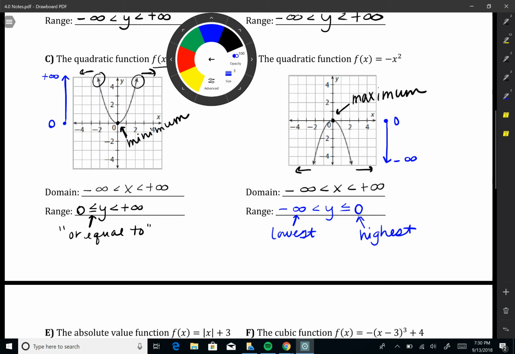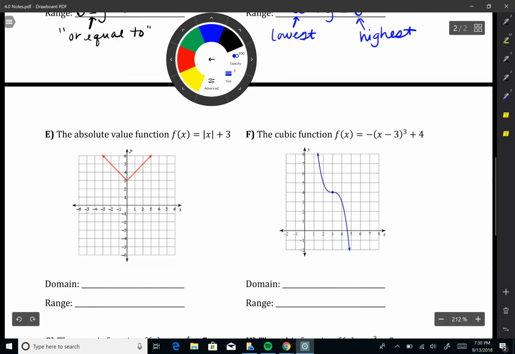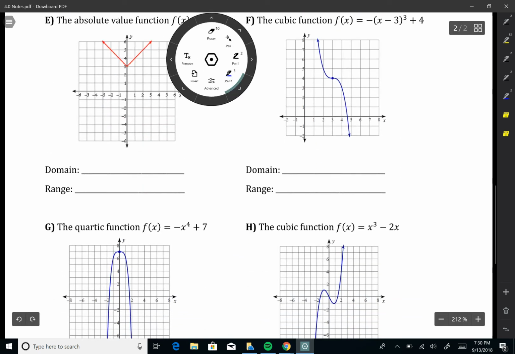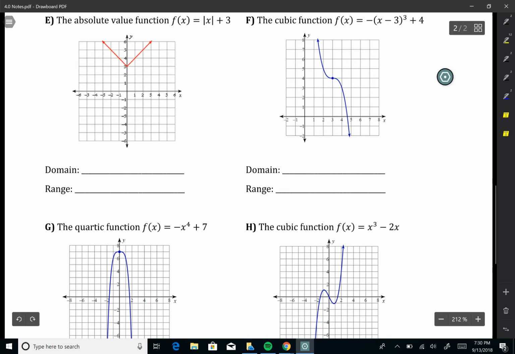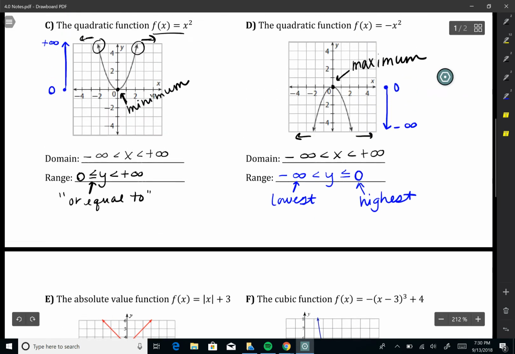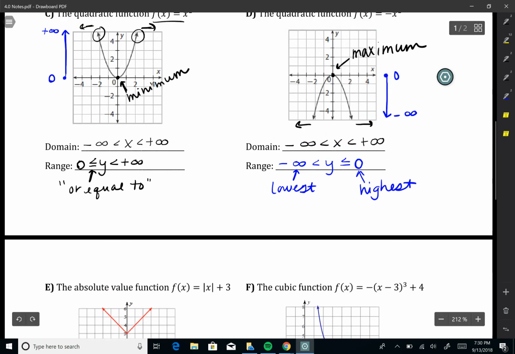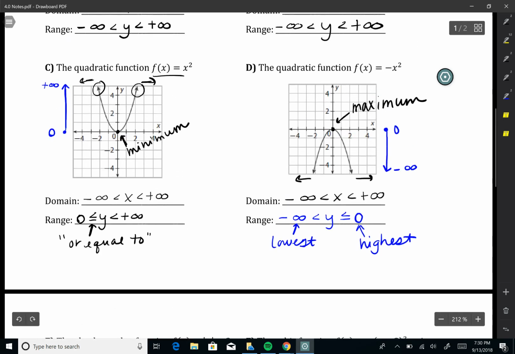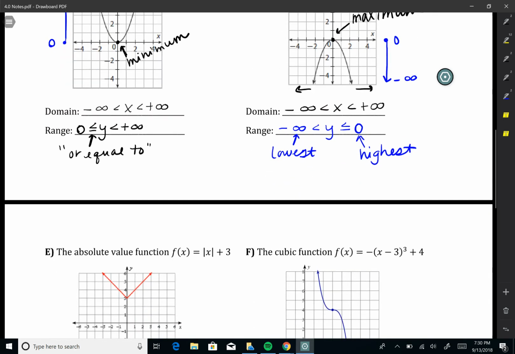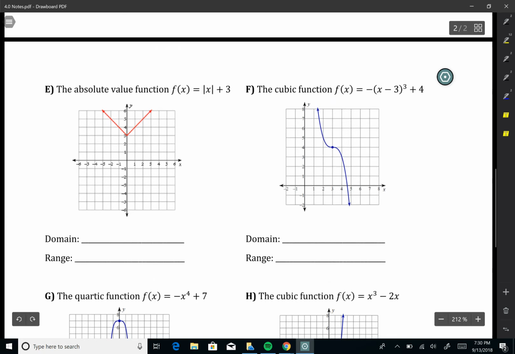Okay, now let's move on. I have an absolute value function. It's very similar to a parabola. The only difference is it's pointy, right? So it looks a lot like our letter C up here because there's arrows at both ends, and there is a minimum point.